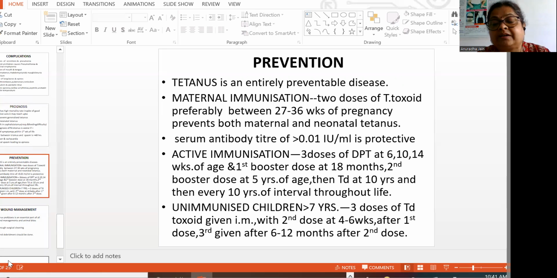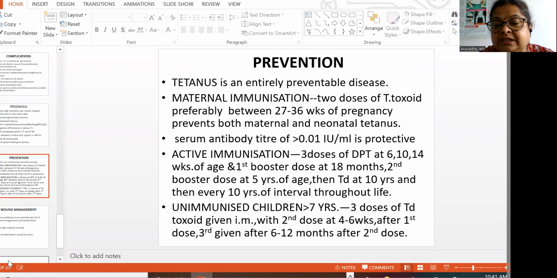Now, as with all of these infections, prevention is the most important part. Tetanus is an easily preventable disease. Maternal immunization: 2 doses of tetanus toxoid, preferably between 27 to 30 weeks of pregnancy. They prevent both maternal and neonatal tetanus because the mother develops antibodies and they are transferred to the neonate. A serum antibody titer of more than 0.01 international unit per ml is protective. So you can see by this titer that if the titer is there, it means the person is protected against tetanus if you don't know the status.